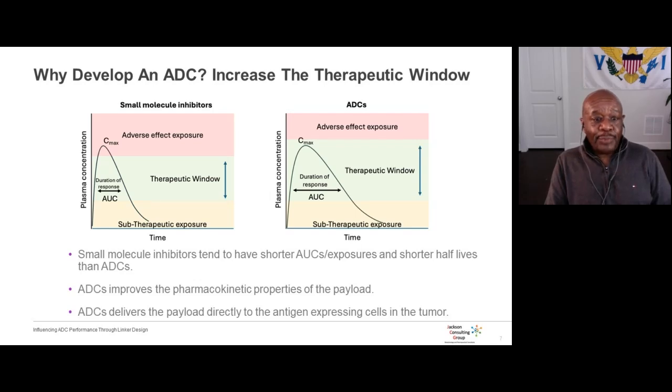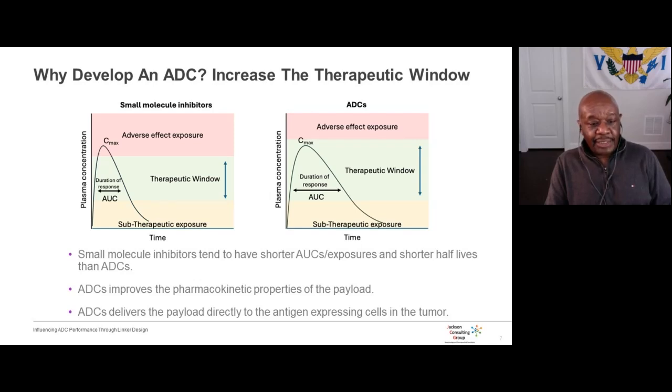In this slide, it really highlights why you want to develop an ADC. There are two specific reasons. One is that the ADC helps you deliver the payload directly to the tumor cell. So you get specific killing of that tumor cell, and you have a reduction of the systemic toxicities that are commonly associated with small molecule inhibitors.